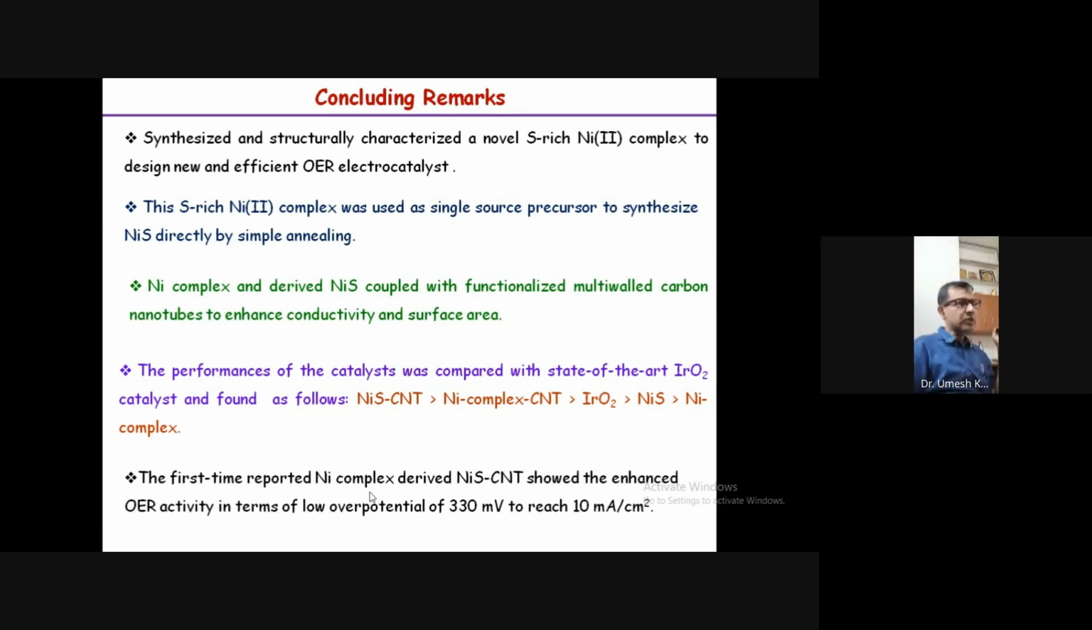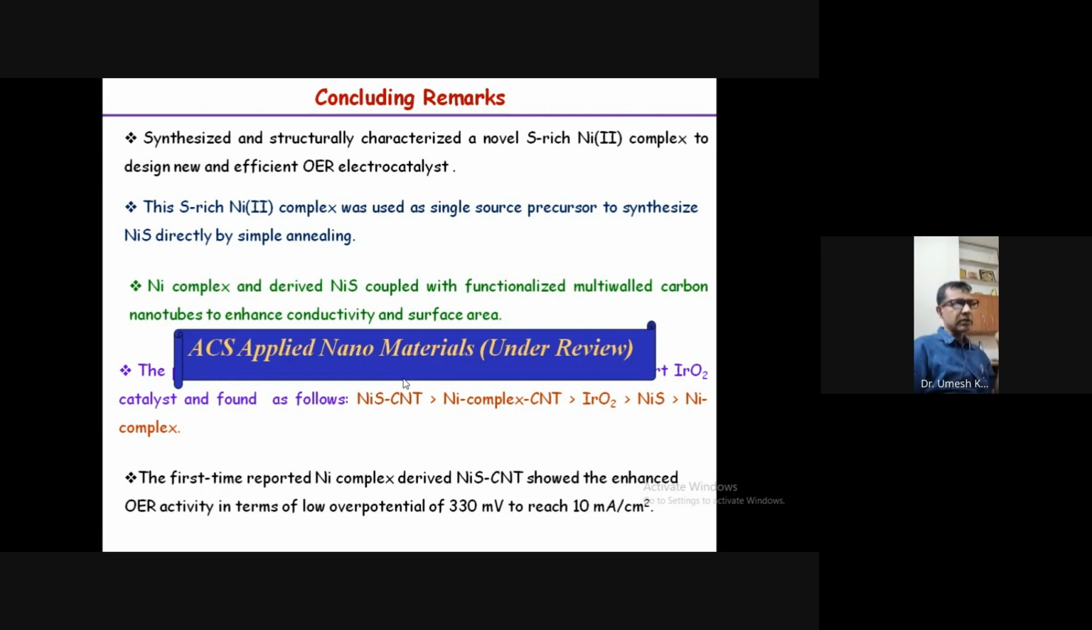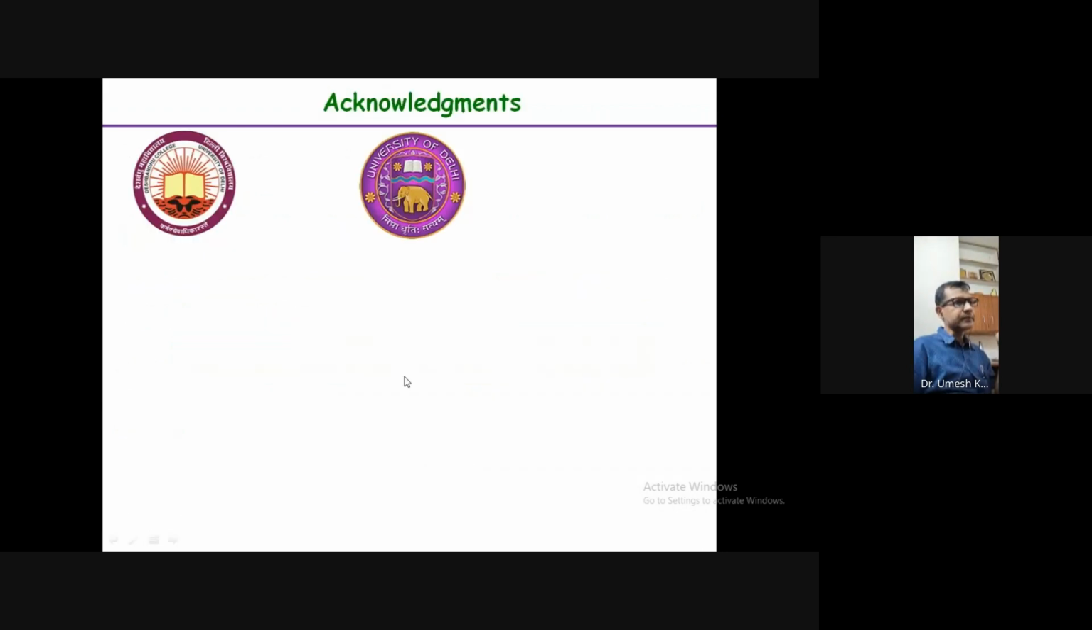This is the first time it is reported that the nickel complexes derived nickel sulfide CNT showed enhanced OER activity in terms of low overpotential, 330 millivolts to reach 10 milliamperes per centimeter squared. This work is under review for ACS Applied Nanomaterials.